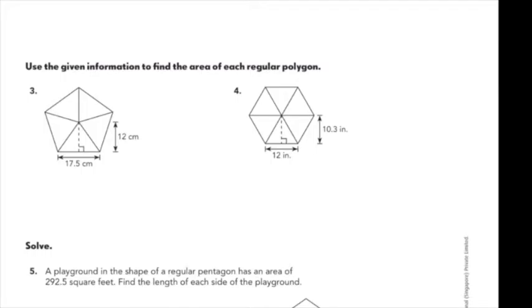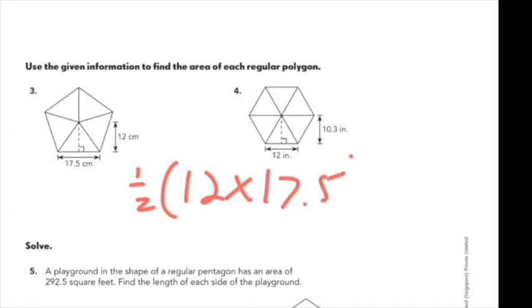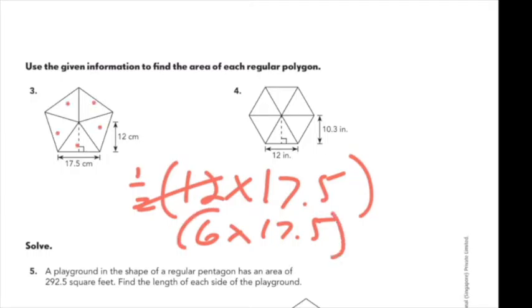If I look at the first one, you need to know the formula for a triangle, which is area equals half times base times height. So it's 1/2 of 12, which is the height, times 7.5. It doesn't really matter which one we do first. What I like to do is take half of that, so it's 6 times 17.5. Then you need to multiply by the number of triangles: 1, 2, 3, 4, 5. So it's 6 times 17.5 times 5, and that's going to give you your answer.